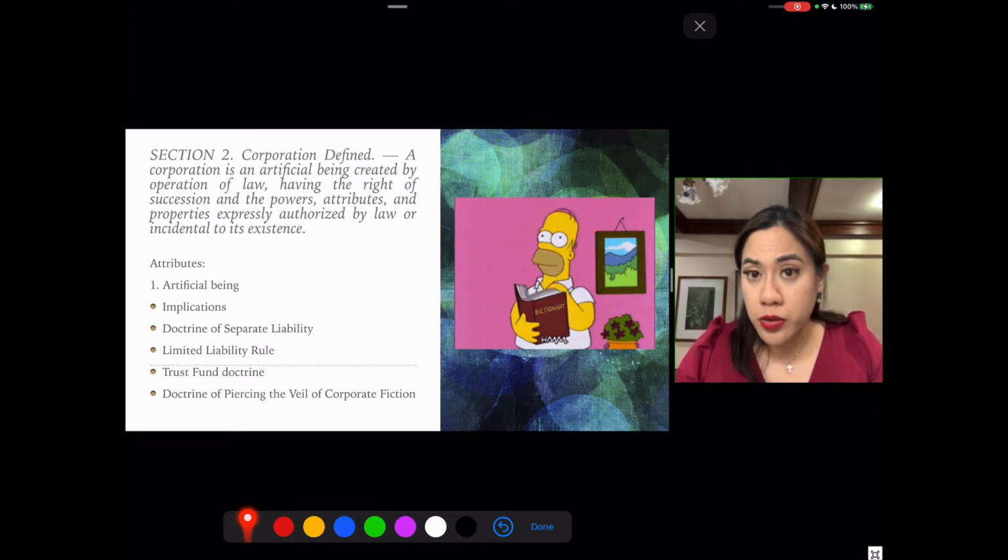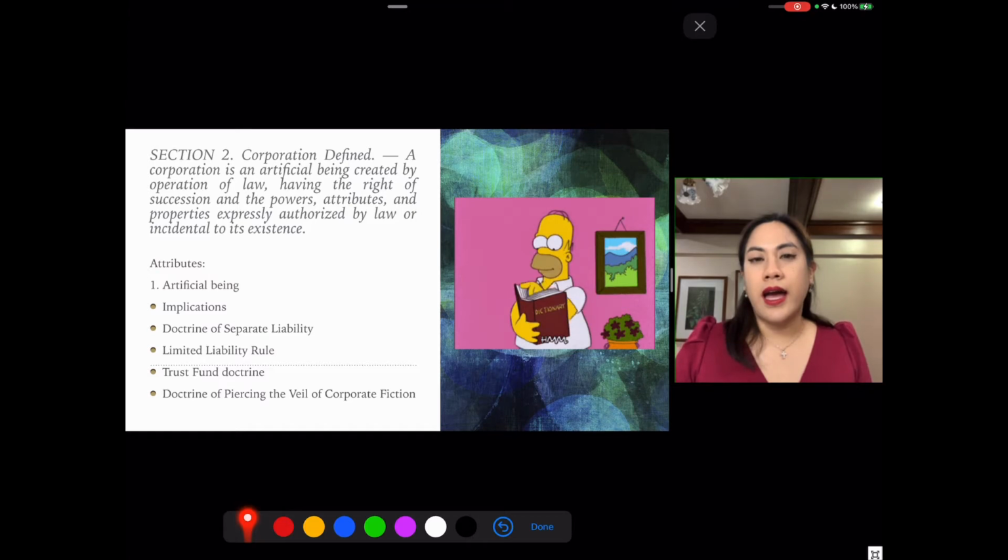As a general rule, also, another implication is that a corporation is usually not awarded moral damages. Now, I don't know if you've gone through this with your previous law professors, but damages under the civil code for moral damages are awarded to those who have a besmirched reputation, wounded feelings, anxiety, loss of sleep. That's when moral damages are awarded. But again, since a corporation has no feelings, moral damages are generally not awarded.